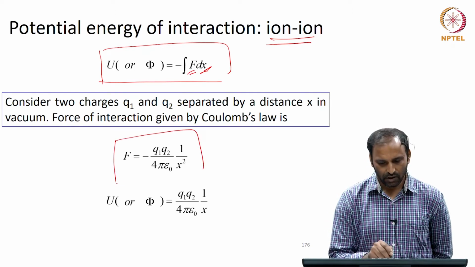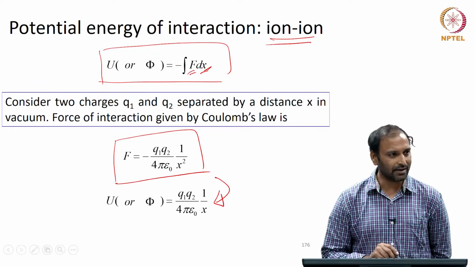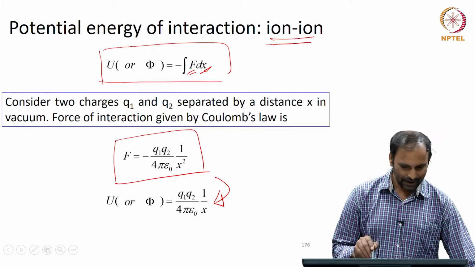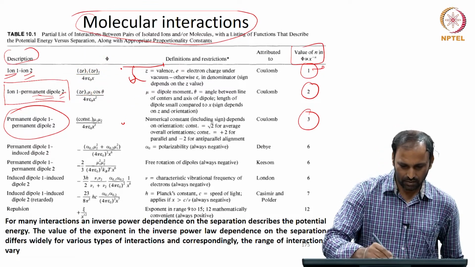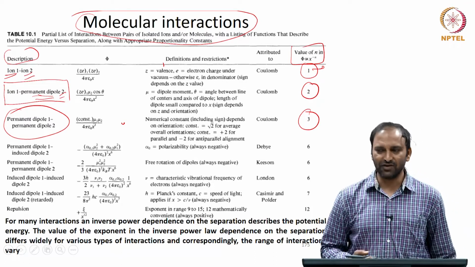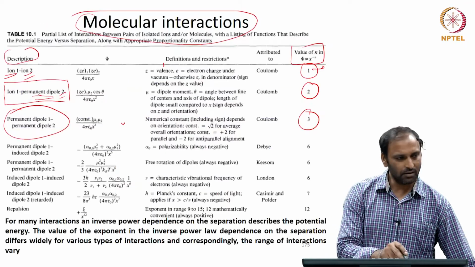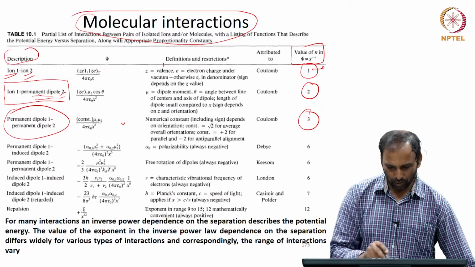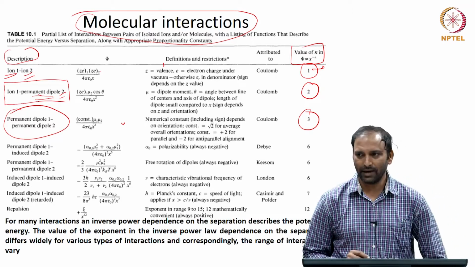The force, if you take two ions, goes as q1 q2 divided by 4 pi epsilon naught into 1 over x square. If I integrate that out, you get u to be q1 q2 divided by 4 pi epsilon naught into 1 over x. This is exactly the first entry. If I wrap this up, that is actually your first entry. Only thing is q1 is Ze1 and q2 is Ze2, and you have 4 pi epsilon naught and 1 over x.